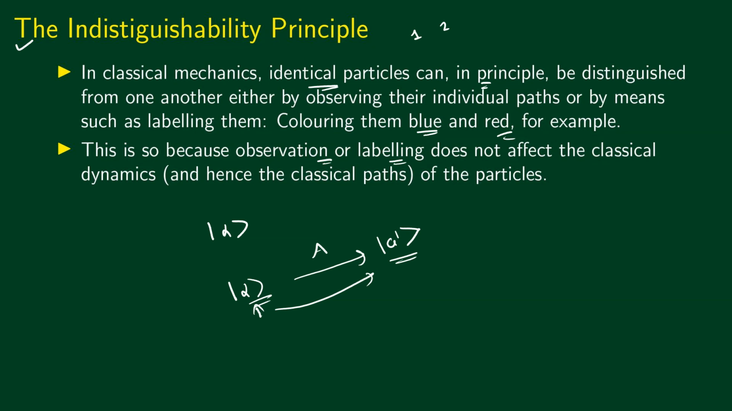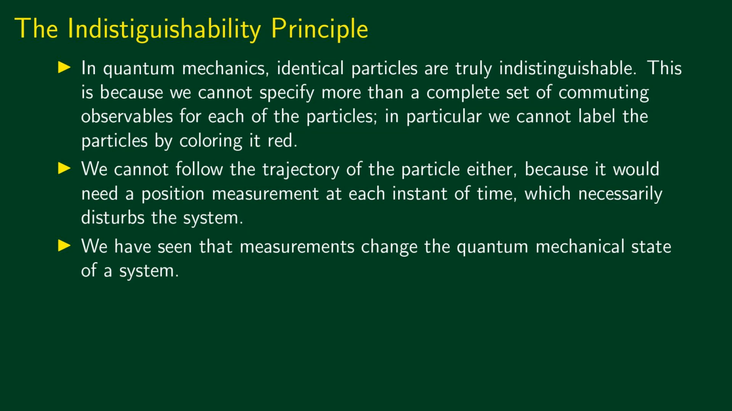This means that the strategy of distinguishing identical particles in classical mechanics does not work in the case of quantum mechanical systems. So in quantum mechanics, identical particles are truly indistinguishable. There's no way of distinguishing identical particles in quantum mechanics. The best we can do is to specify a complete set of commuting observables. Nothing more can be done in the case of quantum mechanical particles.